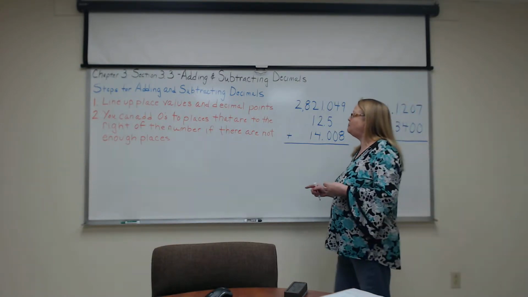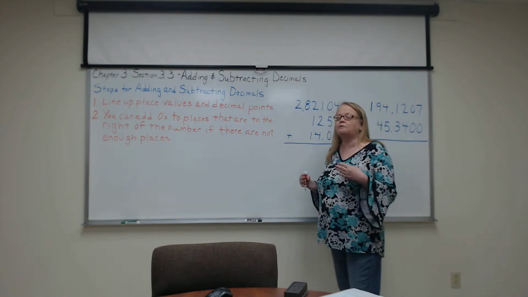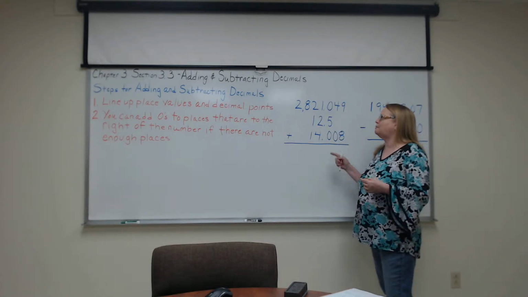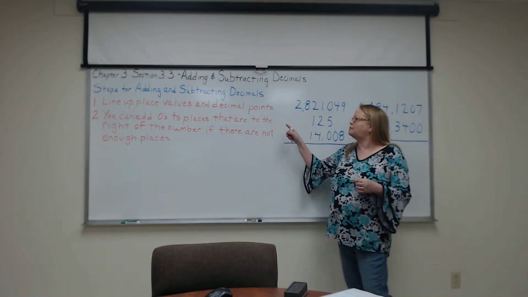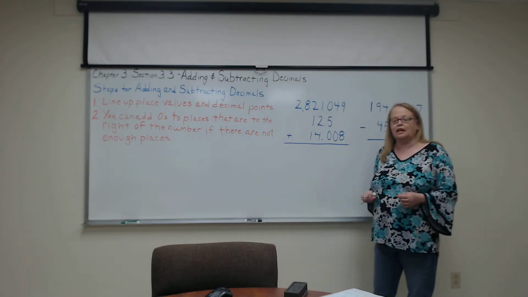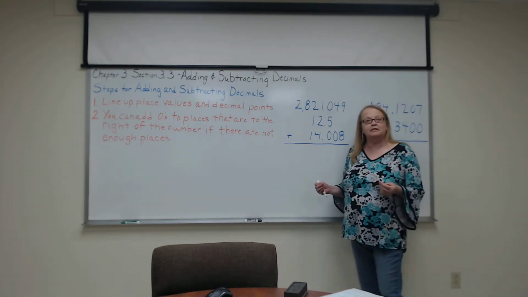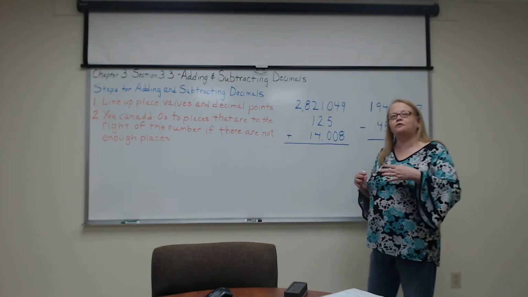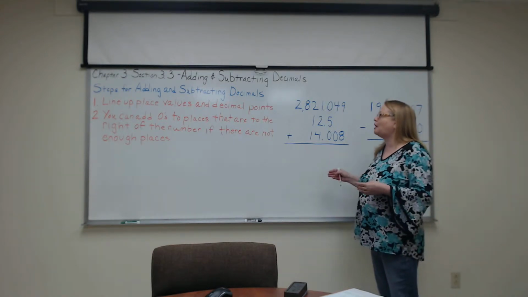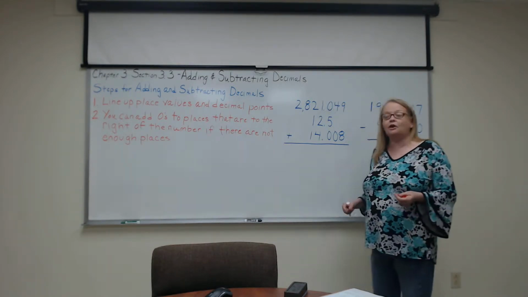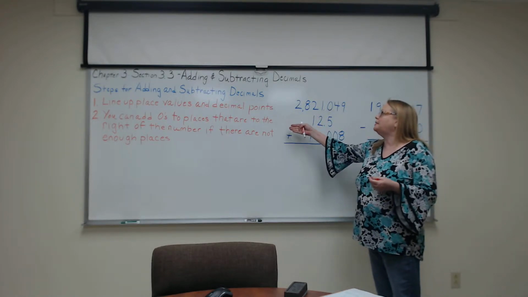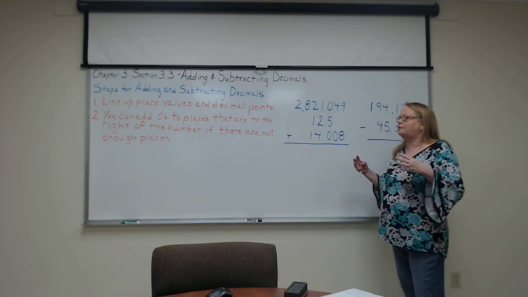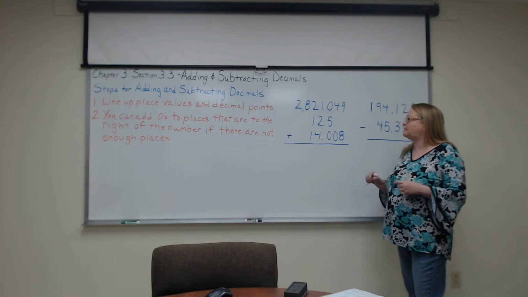So a couple points to keep in mind. Whenever you're adding or subtracting, one of the first things you need to do is make sure that your place values are lined up. But more importantly, when you're dealing with decimals, you have to make sure those decimal points line up too. In some instances we may not have the full complement of numbers so that they all line up, so we can always add zeros to the places to the right of the numbers if there aren't enough place values, such as in this example right here.